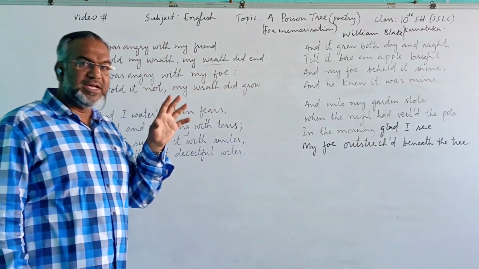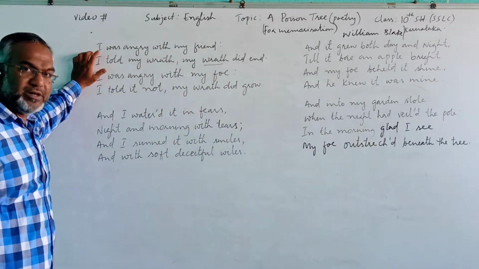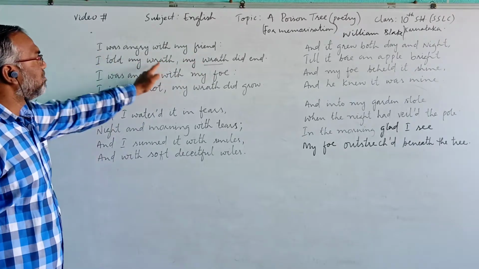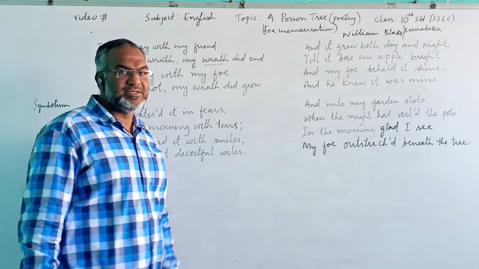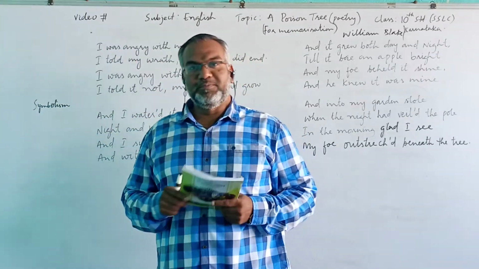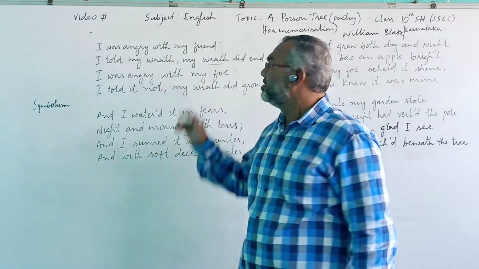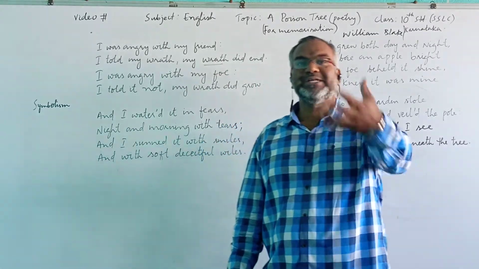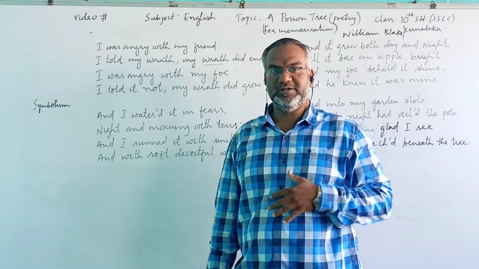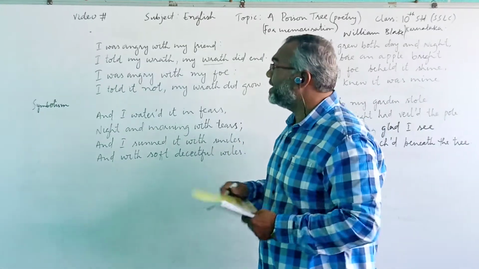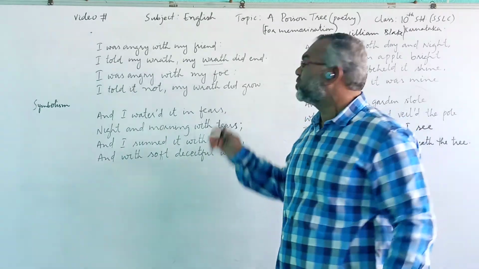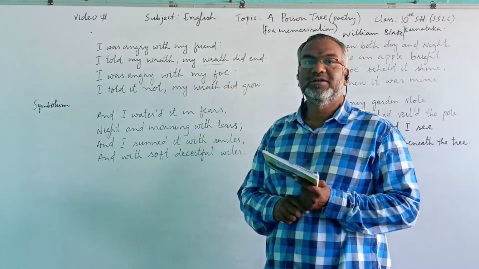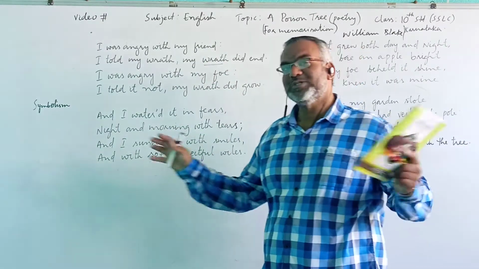Here, in the first stanza, the speaker says, I was angry with my friend, I told my wrath, my wrath did end. This is the first case. The speaker says that he was angry with his friend, and he went to his friend and expressed his anger, told his anger, discussed. And what happened? The result was my wrath did end. The wrath, anger came to an end. There was no problem.